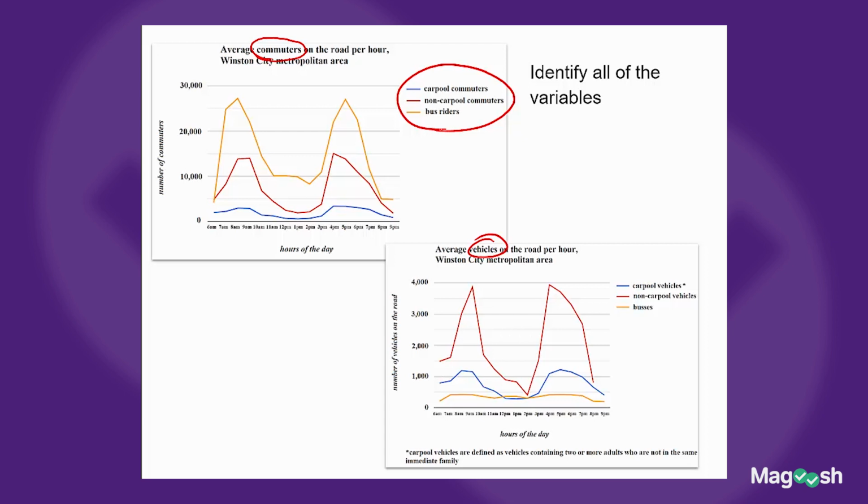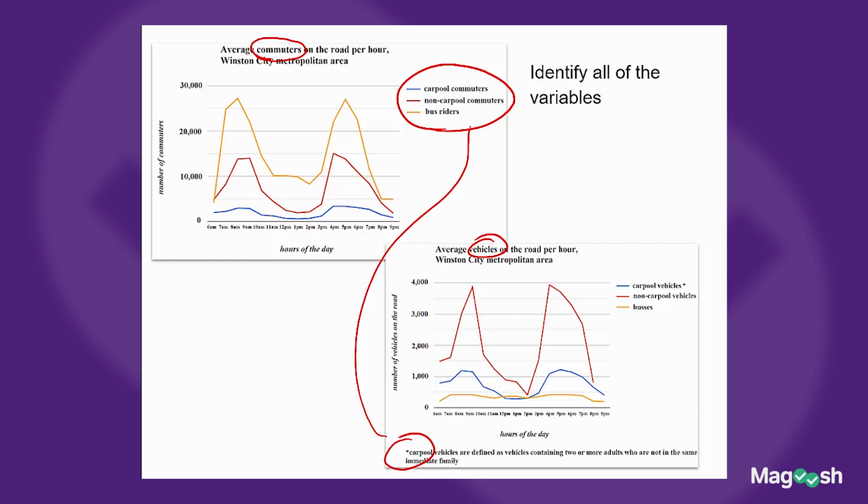So I guess the carpool commuters are people who share a ride to work. And we can see conveniently a nice definition of what a carpool commuter or a carpool vehicle is down below. So we assume that this information is also related to our definition of carpool commuters. It says down below, carpool vehicles are defined as vehicles containing 2 or more adults who are not in the same immediate family.